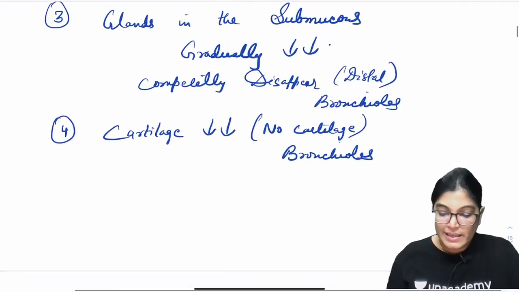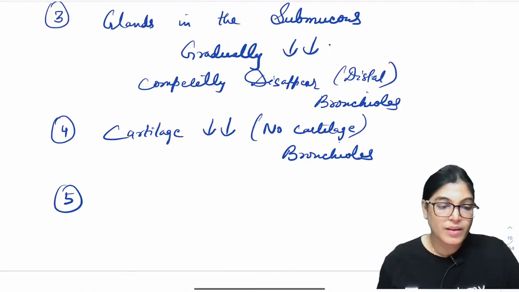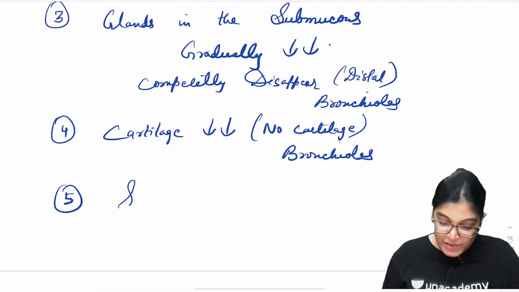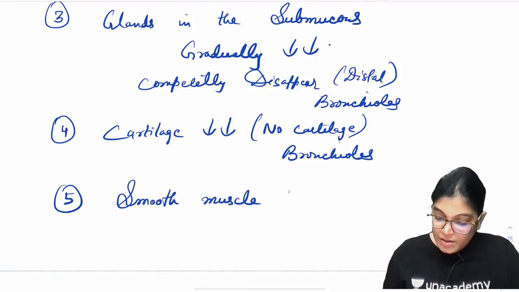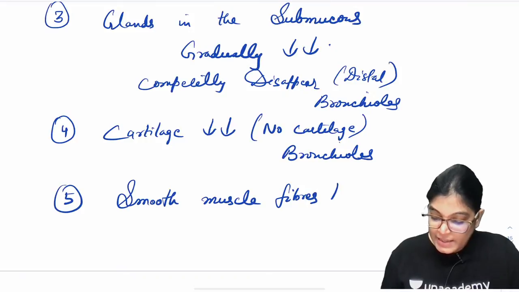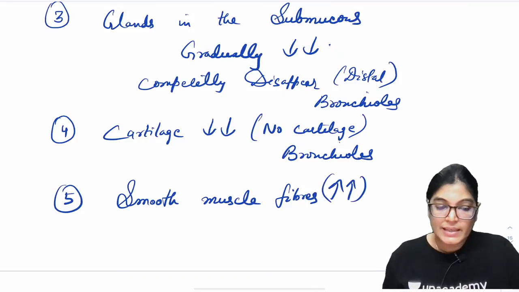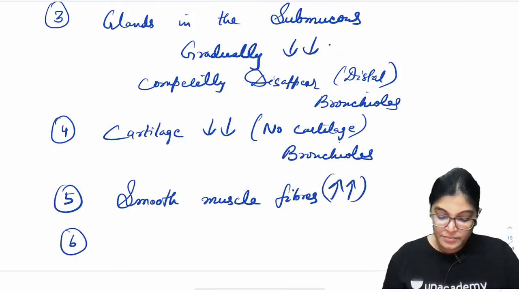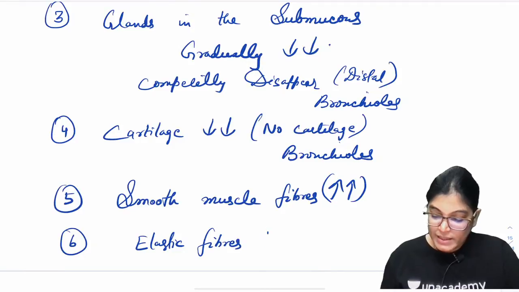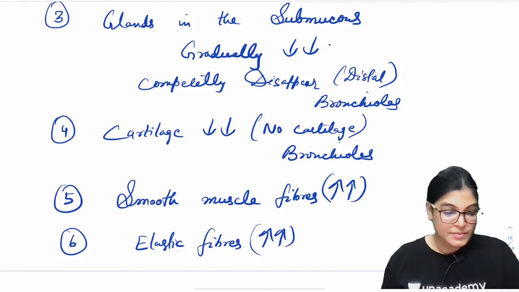So, all these things are decreasing. What is increasing? Smooth muscle fibers will increase as a whole. Smooth muscle fibers will increase. Elastic fibers quantity will also increase.